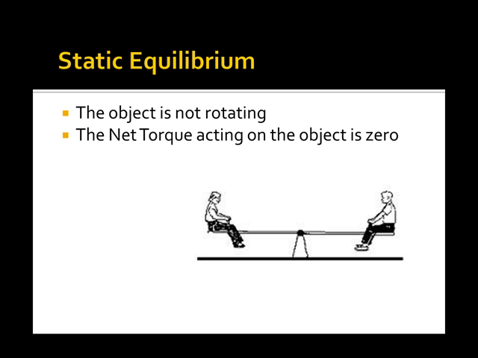In this picture, we have the torque of the guy on the right, that is a clockwise torque being exerted on the seesaw, and then we have the torque from the person on the left, that is a counterclockwise torque. As long as they cancel each other out, then the net torque is zero, and it's exactly the same as if no one was sitting on the seesaw. If the net torque is zero, then it's not going to rotate. That would be static equilibrium.